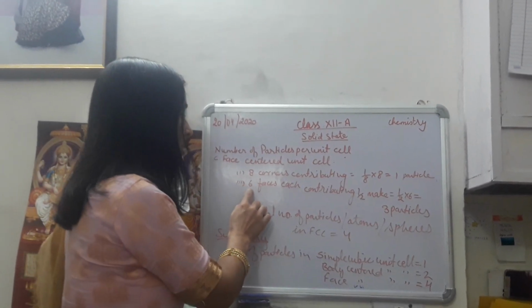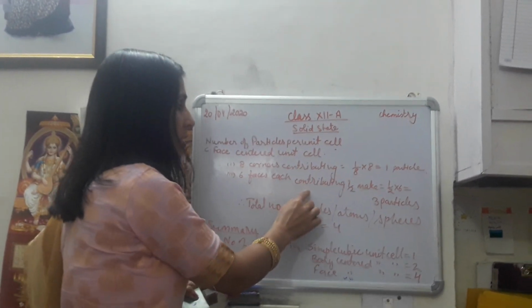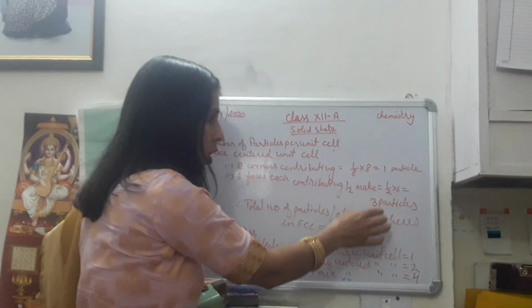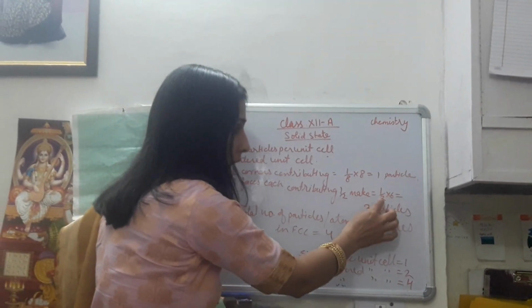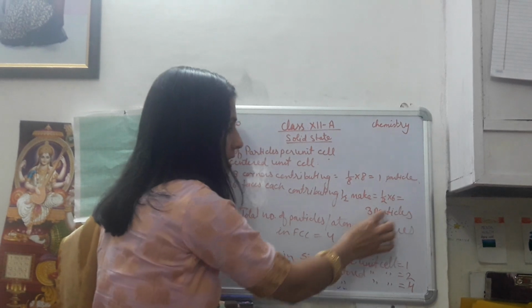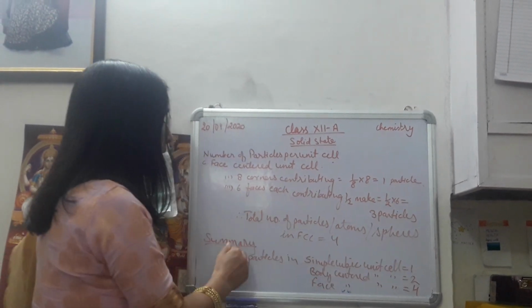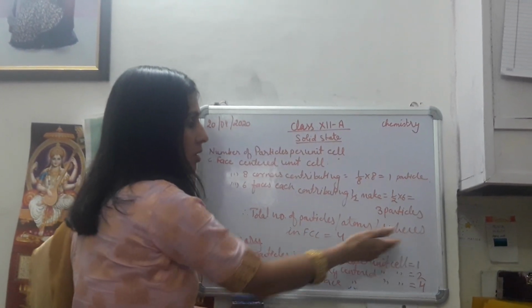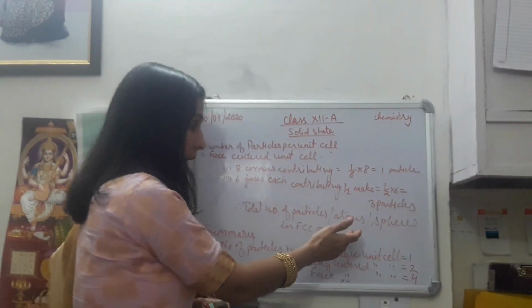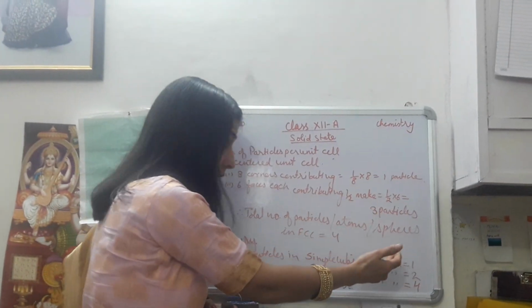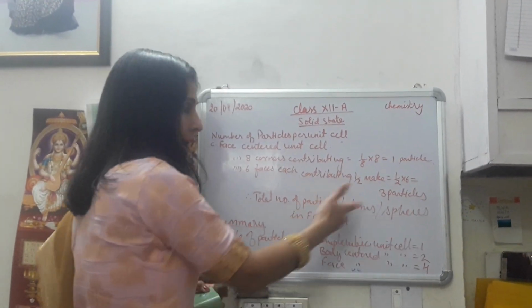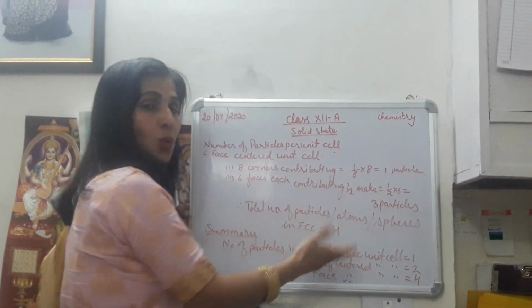So making 6 such faces will count a total of half particle for each of the 6 faces, equals 3 particles. Now the total number of particles, also known as atoms, or spheres, somewhere you will find any of these terms, is equal to 4.